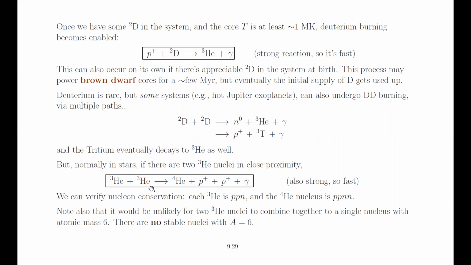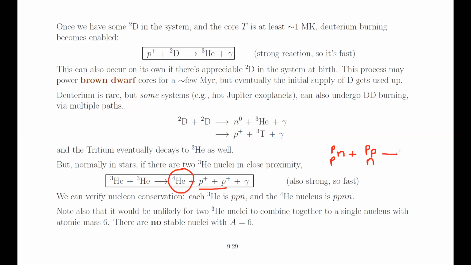Those 2 helium-3s crash together, and, well, you might think they would create something with an atomic mass of 6, right? 3 things plus 3 things. There are no stable nuclei with an atomic mass of 6. So the next best thing is a helium plus 2 protons that just go flying off. And we can verify that this is a strong reaction and the baryons are conserved, right? A helium-3 would be P, P, and N, plus another P, P, and N.